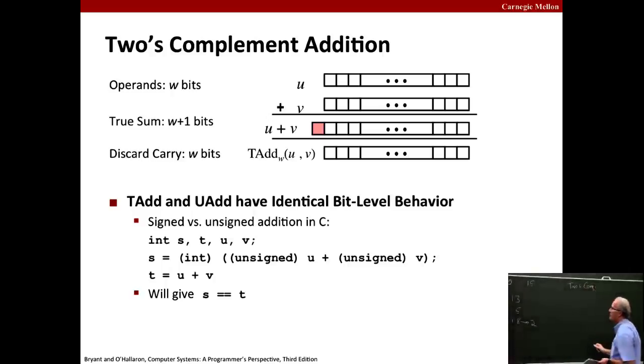So first of all, remember, what's the smallest number that could be represented with a 4-bit, the most negative 4-bit 2's complement number? Minus 8. And the largest? Plus 7. Thank you. So let's just do some examples.